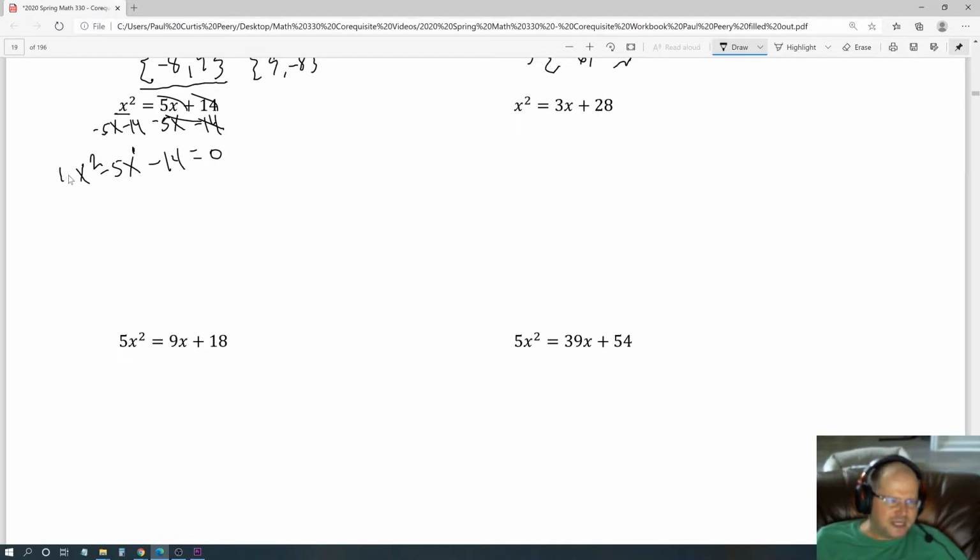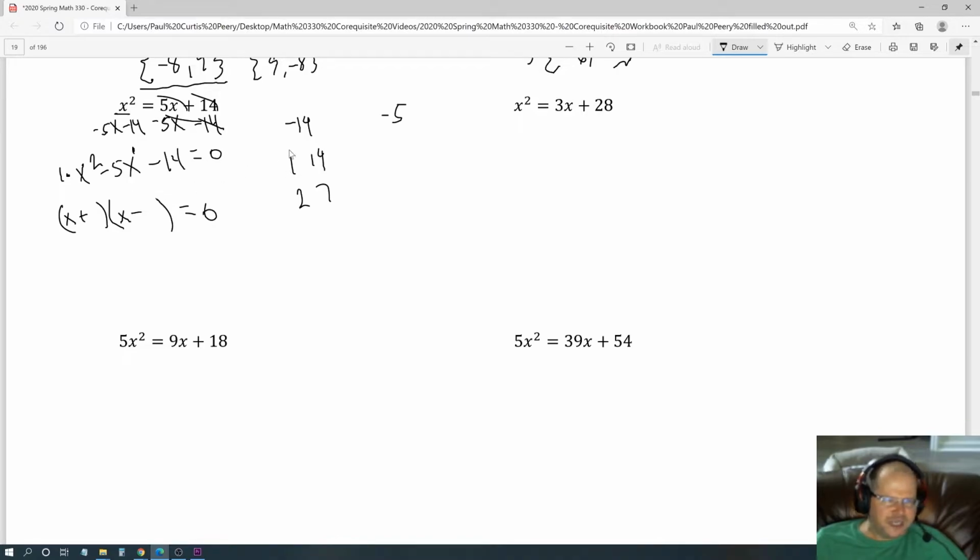At this point, we have a simple trinomial, meaning it has a one leading coefficient. So we can break it apart. Square root of x squared is an x. It ends in a negative, so you can have a positive and a negative. And we're looking for two numbers that we can multiply together to give you a negative 14. Right, 1 and 14, 2 and 7, that if you add together would give you a negative 5, right?